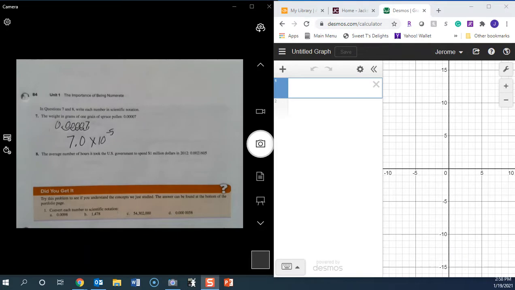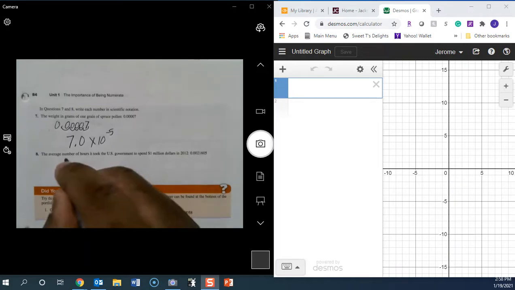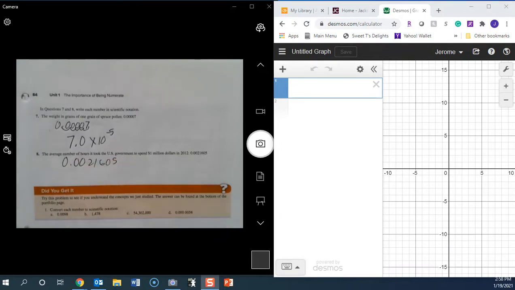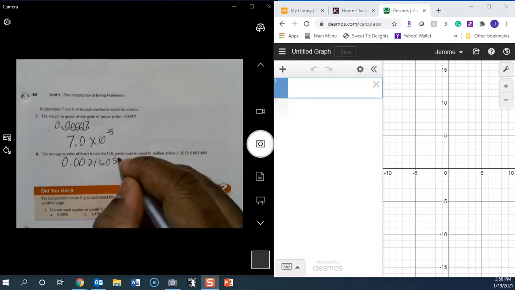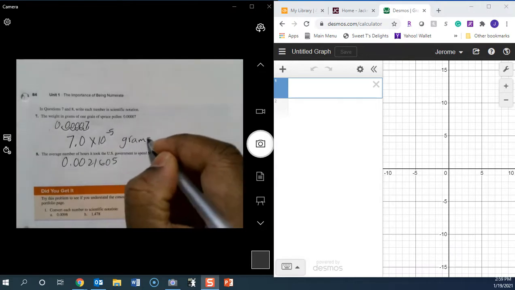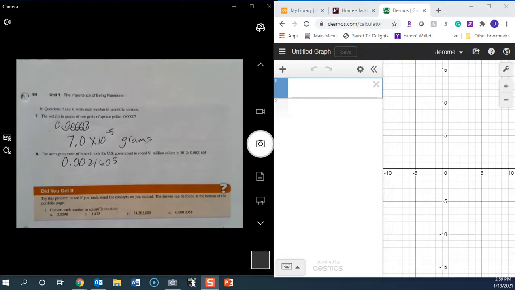Okay, number 8. It says the average number of hours it took the U.S. government to spend $1 million in 2012. So it took 0.0021605. Now, actually up here, I should have written the word grams at the end of this scientific notation. Okay, now we're about to start problem number 8.